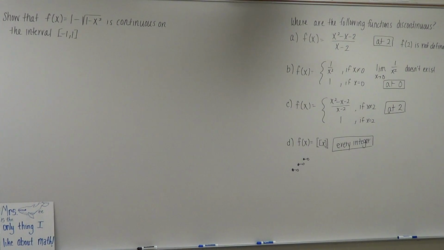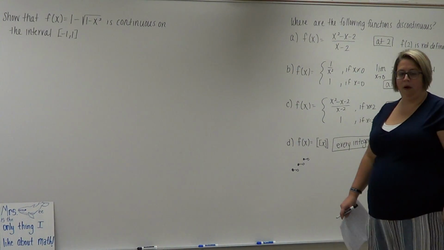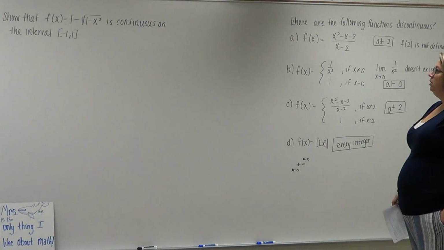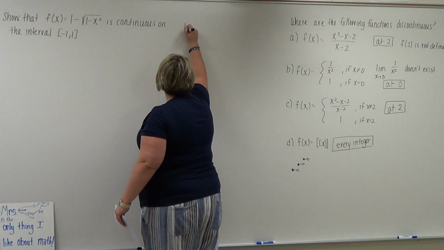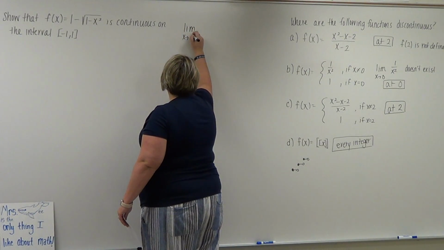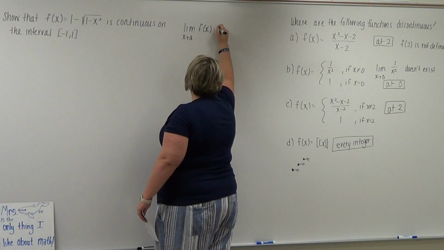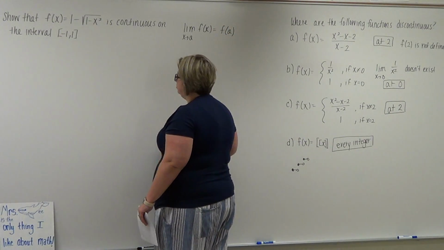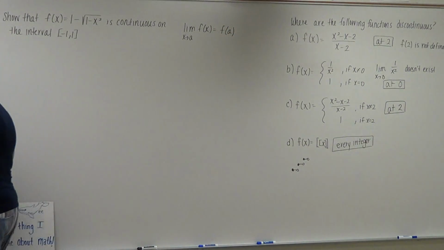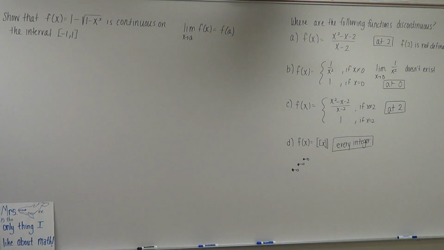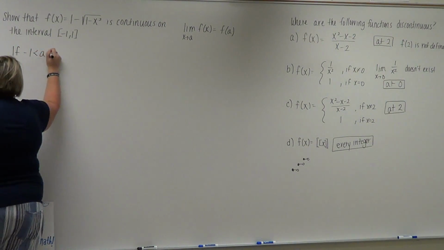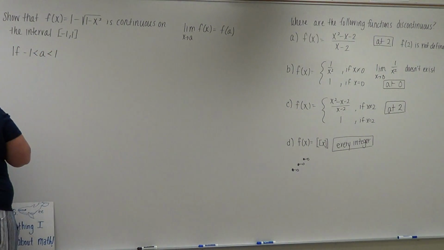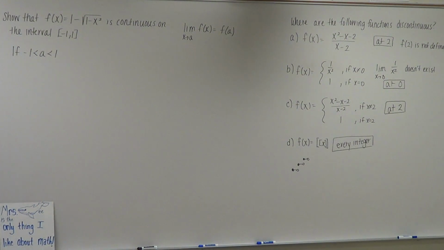This will be the last thing we do. We'll do this example and then we'll stop, okay? So if you want to show something is continuous, you have to show that the limit as x approaches a of f of x equals f of a. Now, this says that this is on the interval from -1 to 1. So if a is between -1 and 1, we're just going to assume that's the case. You can put the equal signs if you want.